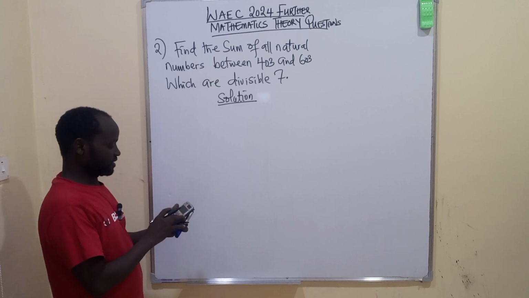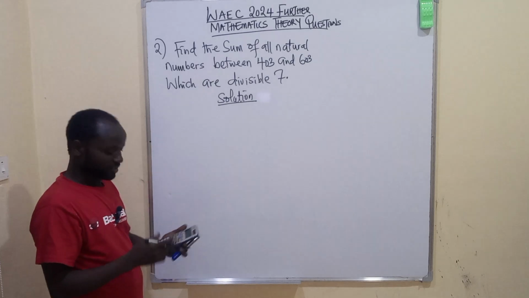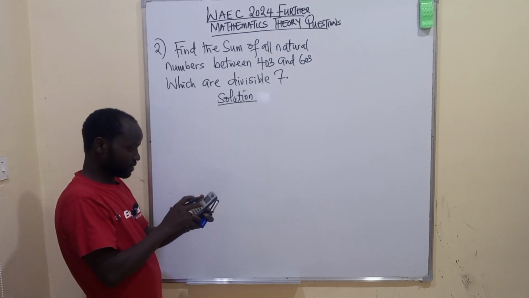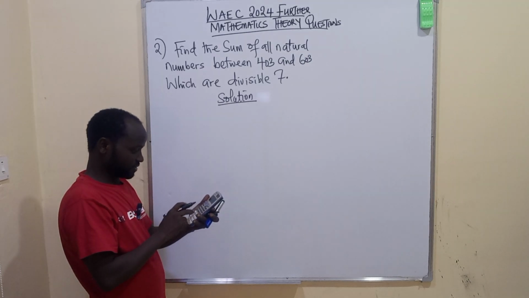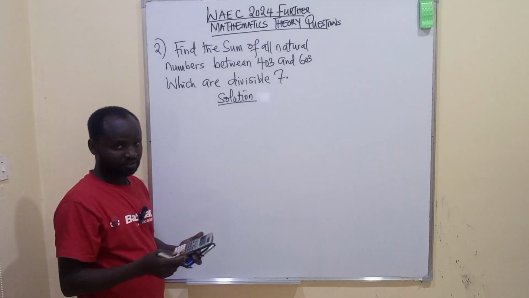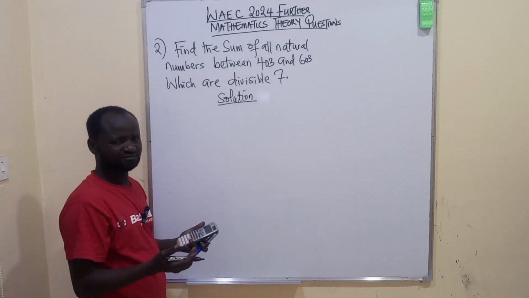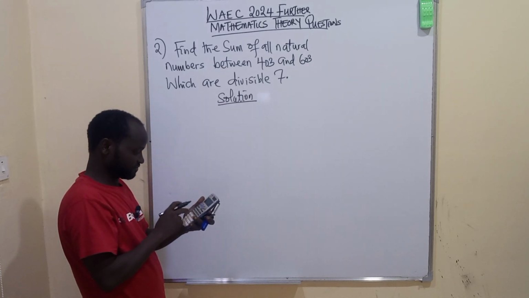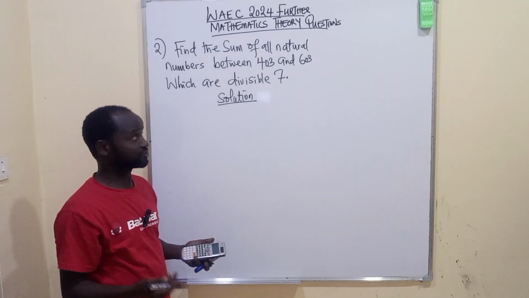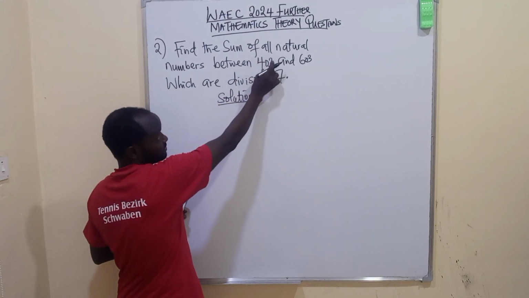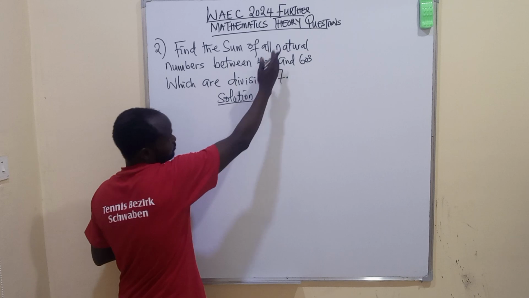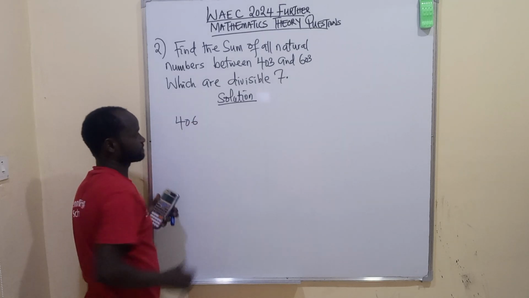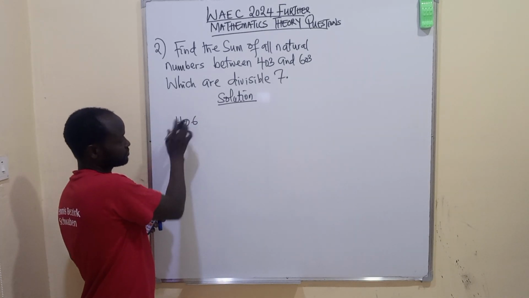Okay, so what's the next number? 403? No. Then let's move to 404. 404 divided by 7, there will be a remainder. What about 405? Of course, 405, there will be a remainder. What about 406? 406 divided by 7, it will be 58. There is no remainder. So the first number from 403 to 603 is 406. This will be our first number now.